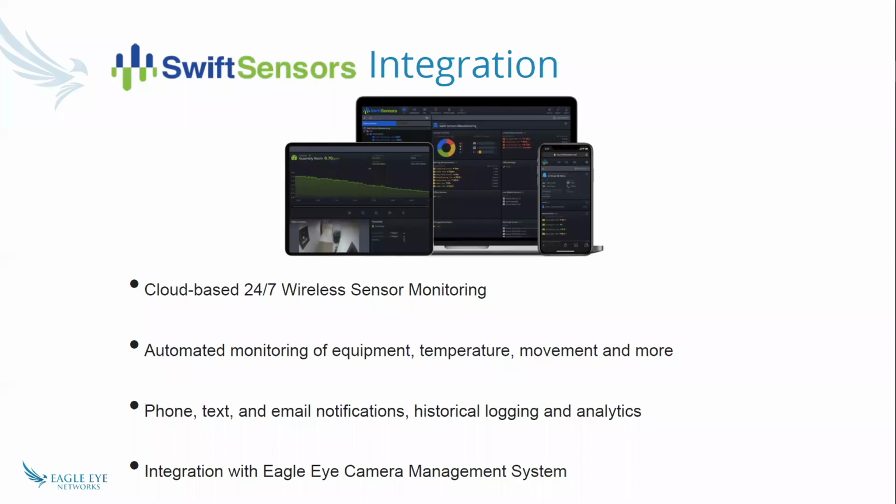Swift Sensors is also a sister company of ours. Wireless sensor technology in the cloud. Very, very powerful applications used for automated monitoring of equipment, movement, temperatures, moving processes, stuff like that. Sensor technology really begins to define the basis of how AI and machine learning can really begin to interpret the world around it, and then how to maximize and make more efficient use of the space and the movement and the time.